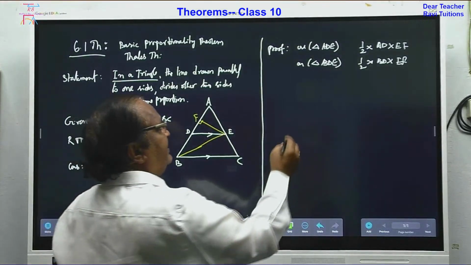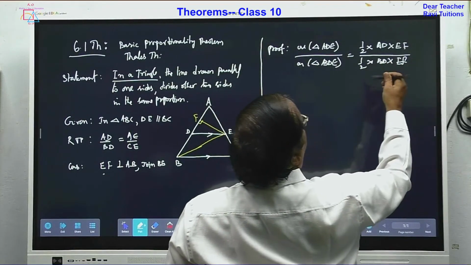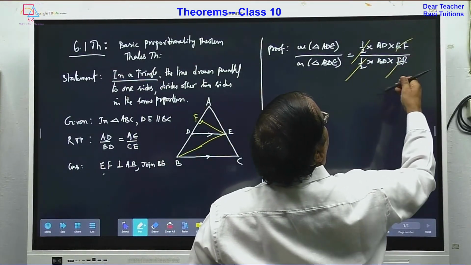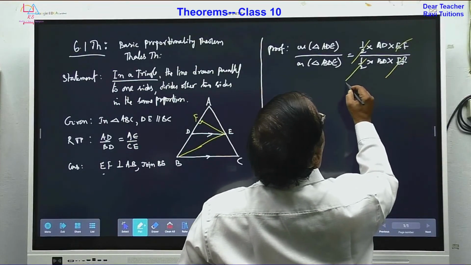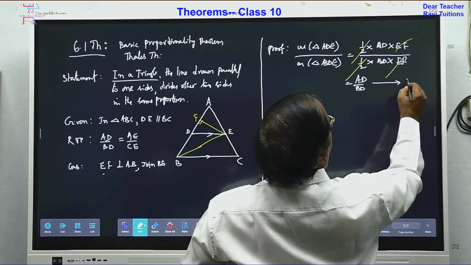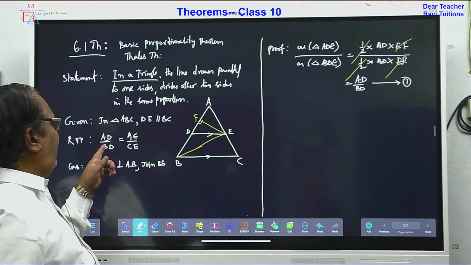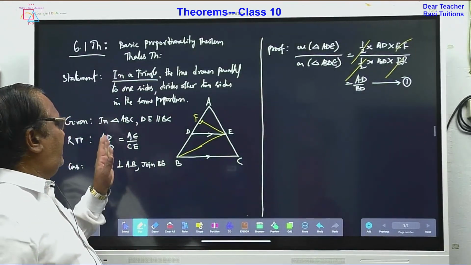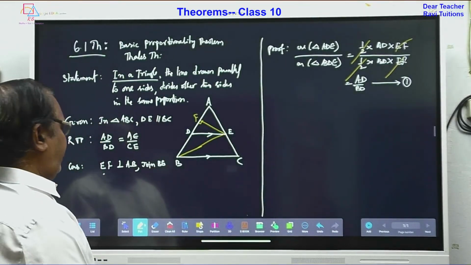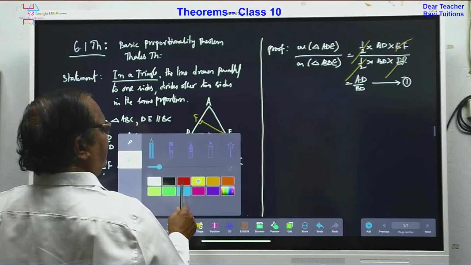So now let us divide them. Then what happened? Half will get cancelled, EF will also get cancelled, and you will get AD by BD. Let us name it as the first equation. So this is the left hand side of RTP. Now we should get the right hand side. Same procedure we will apply on that side. Now let us take one more construction.